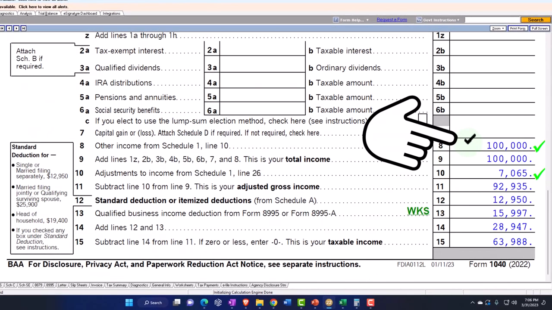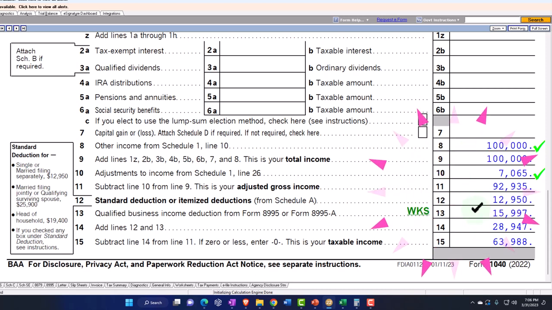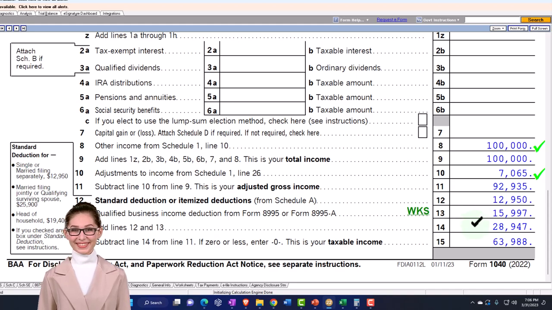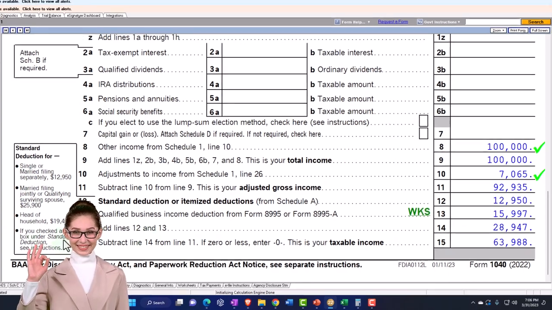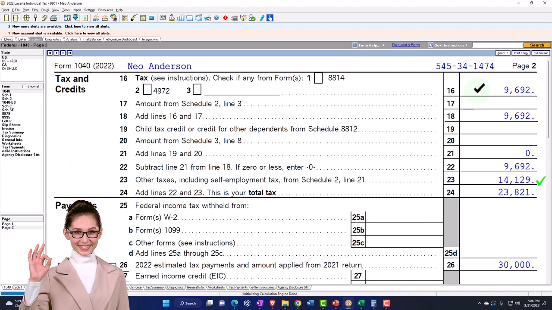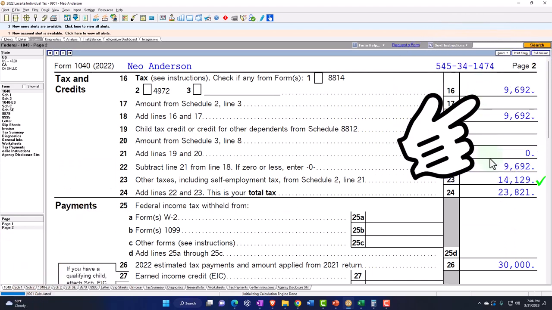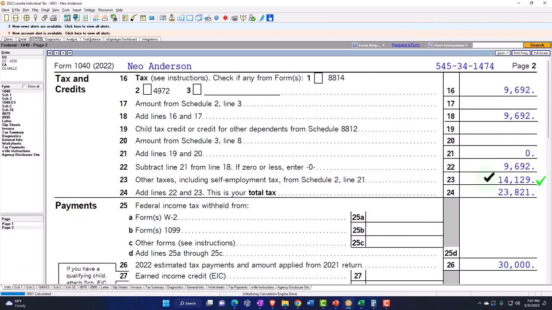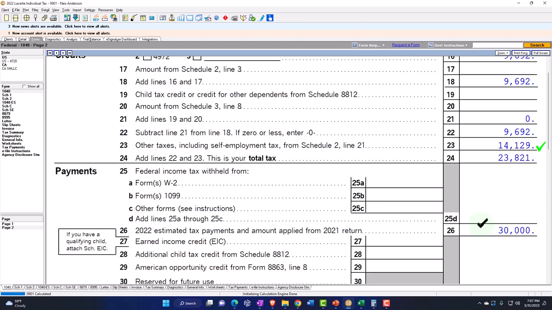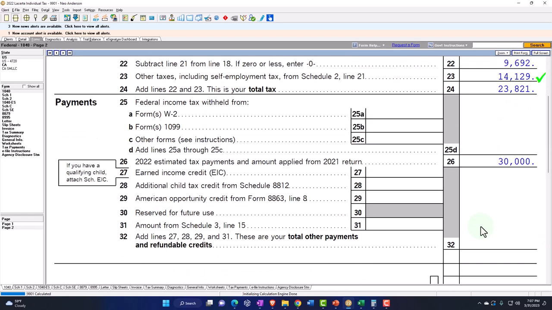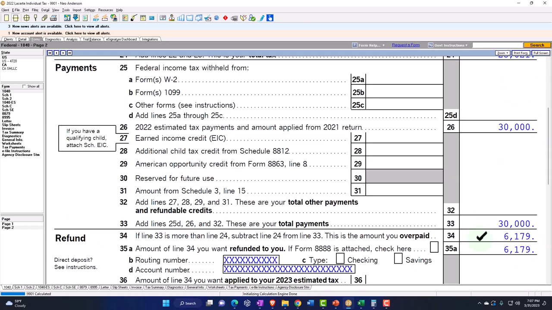So now we've got the $100,000 minus the $7,065 gets us the $92,936. Standard deduction, $12,950. In this case, we've got also the qualified business income deduction using the system to calculate that at this point, $63,988. Page then number 2, tax at the $9,692 plus the $14,129 of the self-employment tax gets us to the $23,821. We're going to say that we put in $30,000 to get to the $6,179.